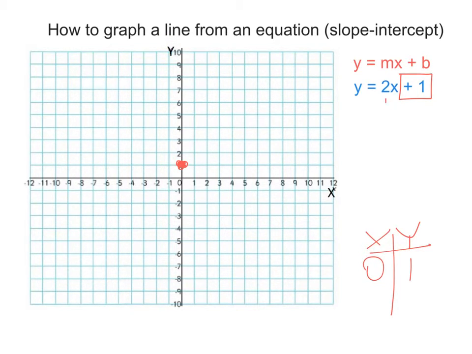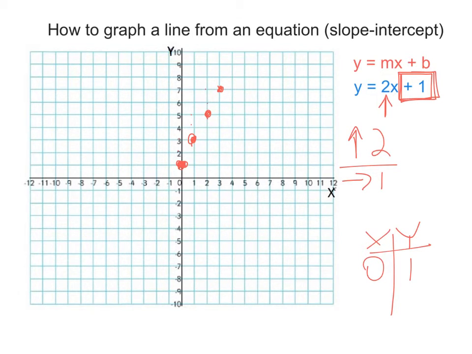Because I know that my slope is 2, I know that from this point here, my y-intercept, I'm going to go up 2 over 1. Every step of the way, I go up 2 over 1. Up 2 over 1. Up 2 over 1.